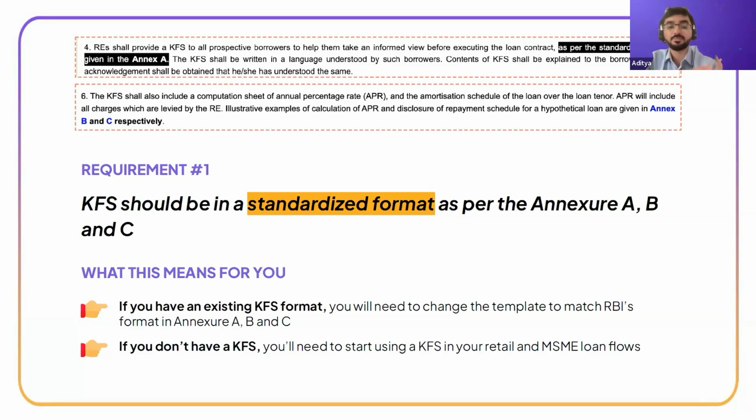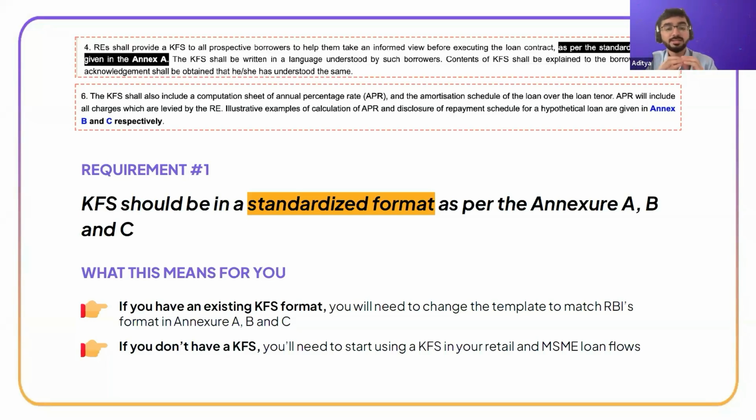Take your current format, vet it against the RBI annexures in the rules, which we'll also send after this webinar, and simply make changes to fit your format to the new format. Super simple, right? If you don't have a KFS and you're disbursing a MSME or retail loan product, now you need to have one. So for retail and MSME term loans, simply take the format. If you don't have a KFS, simply take the format RBI has provided and add it to your loan workflow. So that's it. That's a very simple requirement.